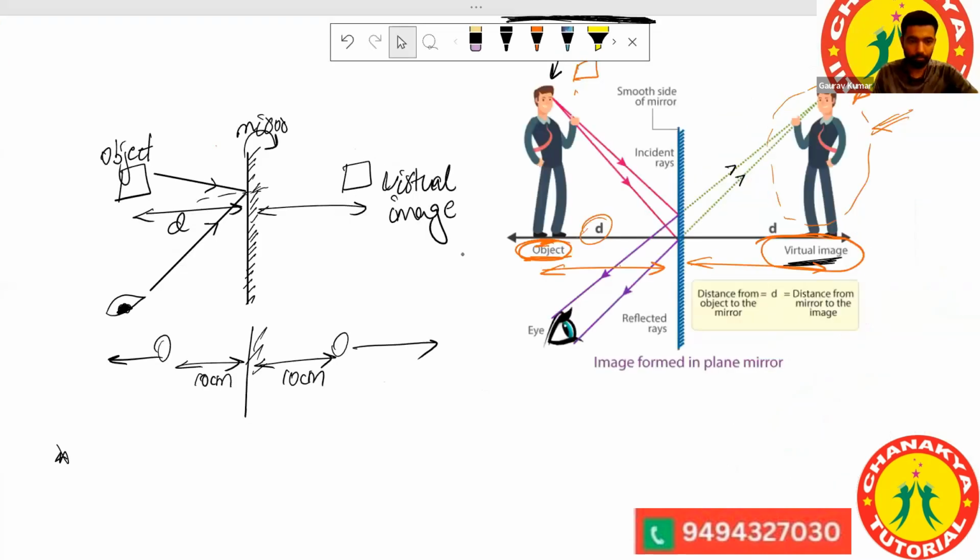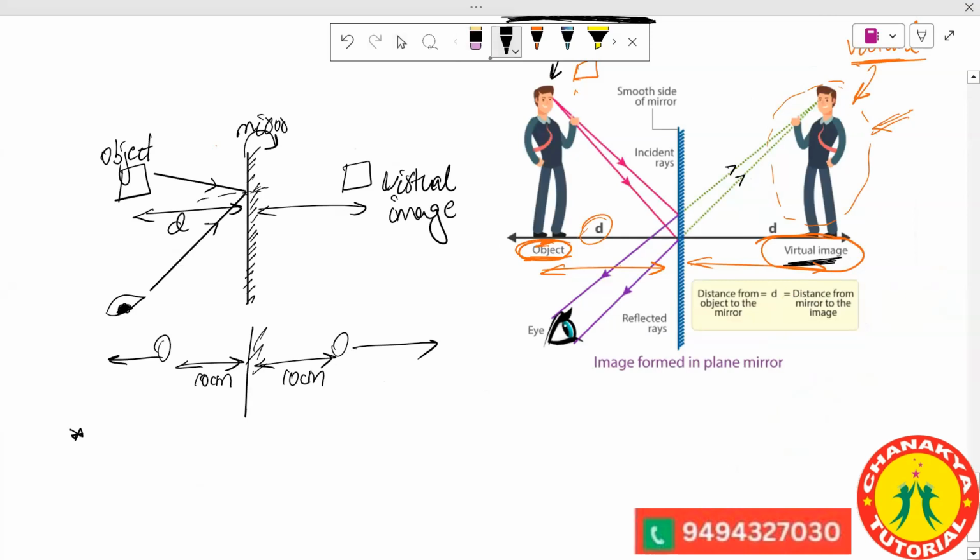So there is image formation by plane mirror. Tell me what we have learned until now. We will discuss this mirror image, the image formation and its properties in the next class. Okay, so tell me what we have learned in this class until now.